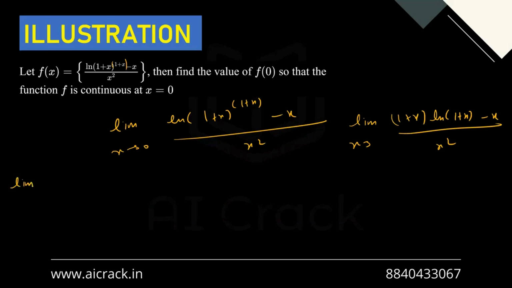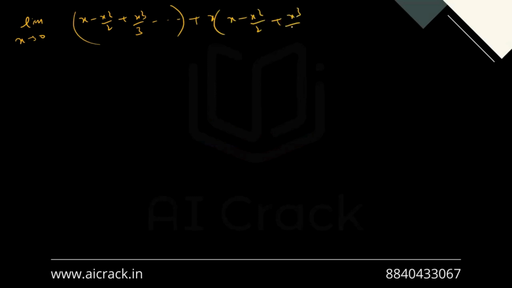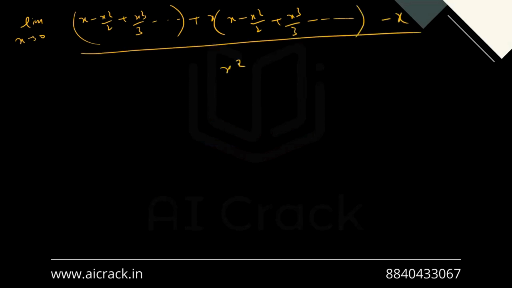So we have limit x approaches 0, (1 plus x) times (x minus x square by 2 plus x cube by 3 till the end) minus x, whole divided by x square, right? Let's expand this. We'll be getting limit x approaches 0, x minus x square by 2 plus x cube by 3 and so on, plus x times (x minus x square by 2 plus x cube by 3 and so on), minus x, whole divided by x square.